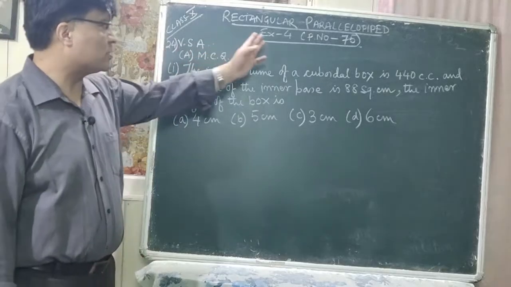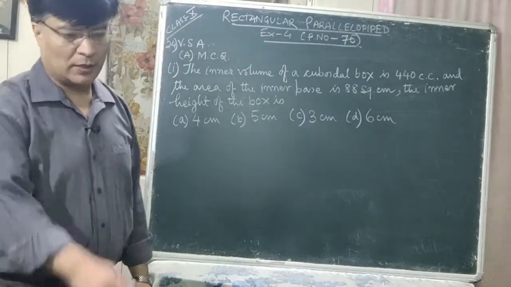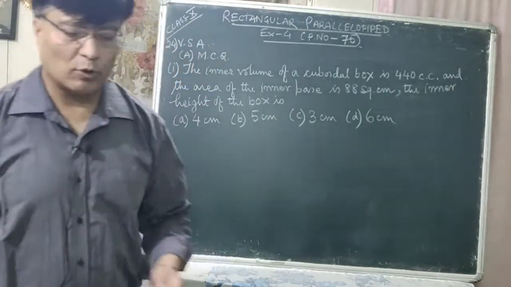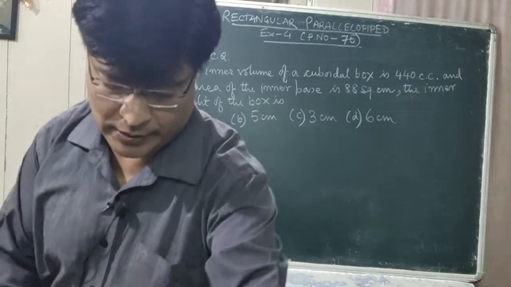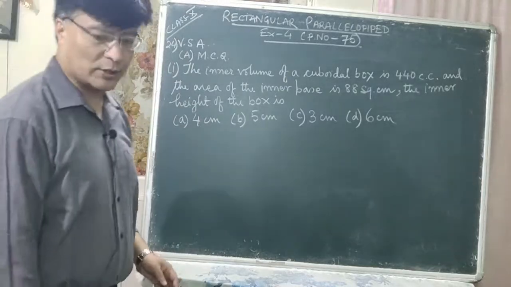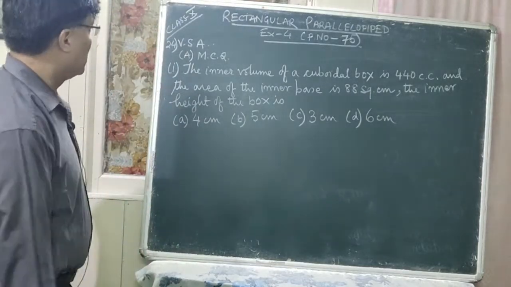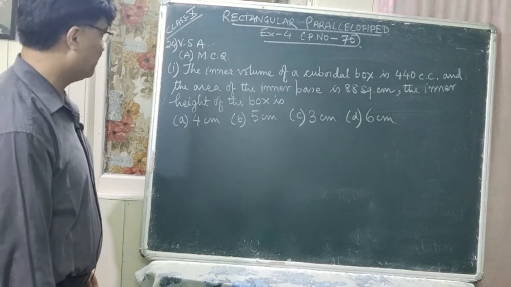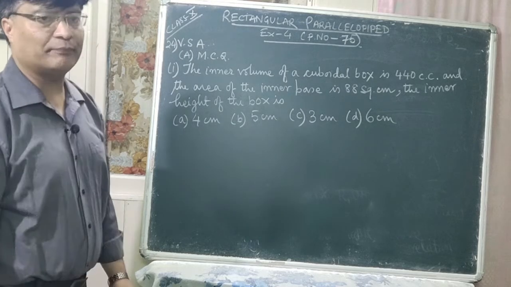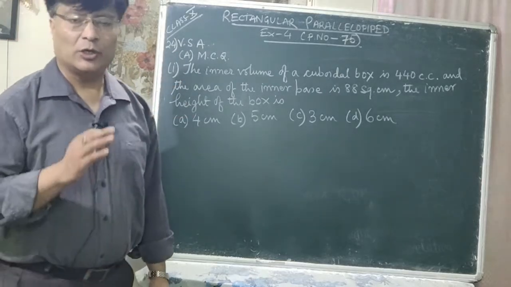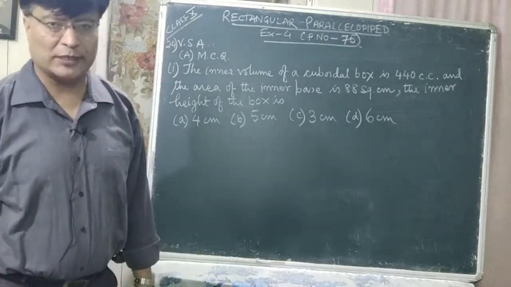Same exercise 4, page number 75, from the book Ganit Prakash for class 10 by West Bengal Board of Secondary Education. Okay, so now let's start. The question is question number 24, A, MCQ, that is multiple choice question. You have to choose the correct option here.